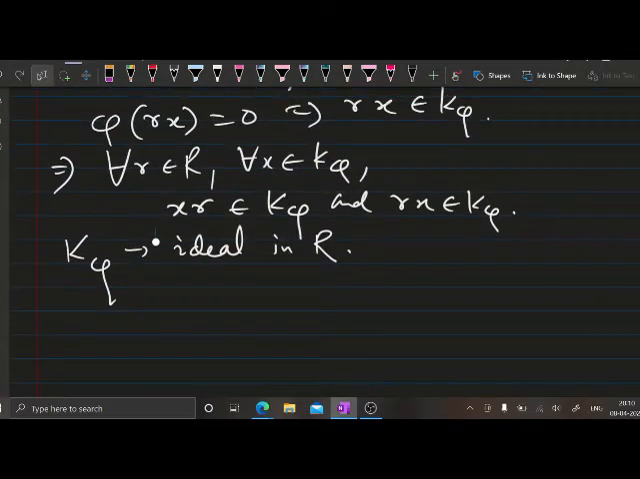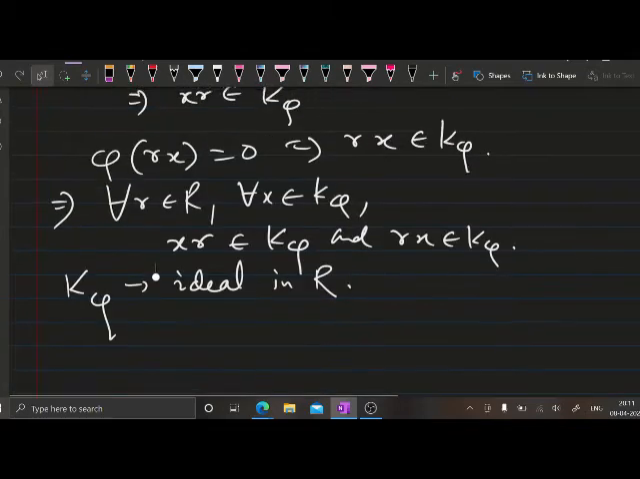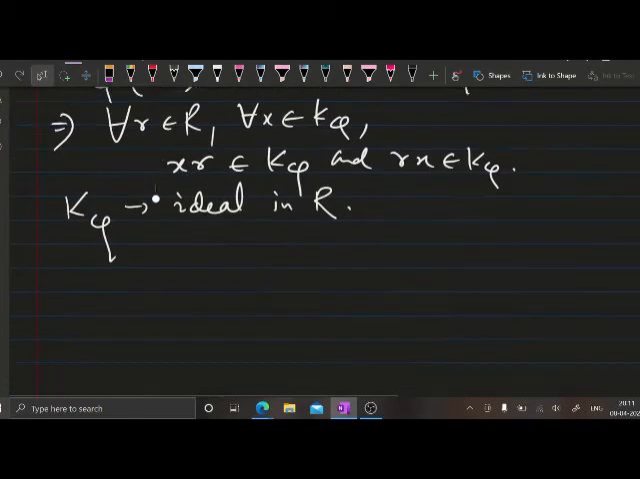Because we have already studied in group theory that any normal subgroup of a group can be used to construct a new group, which is the quotient group of G by the normal subgroup N, right? In a similar way we will construct a new ring, which will be the quotient ring of R by an ideal I. That is why it seems to be very much analogous to the concept of normal subgroups in a group.